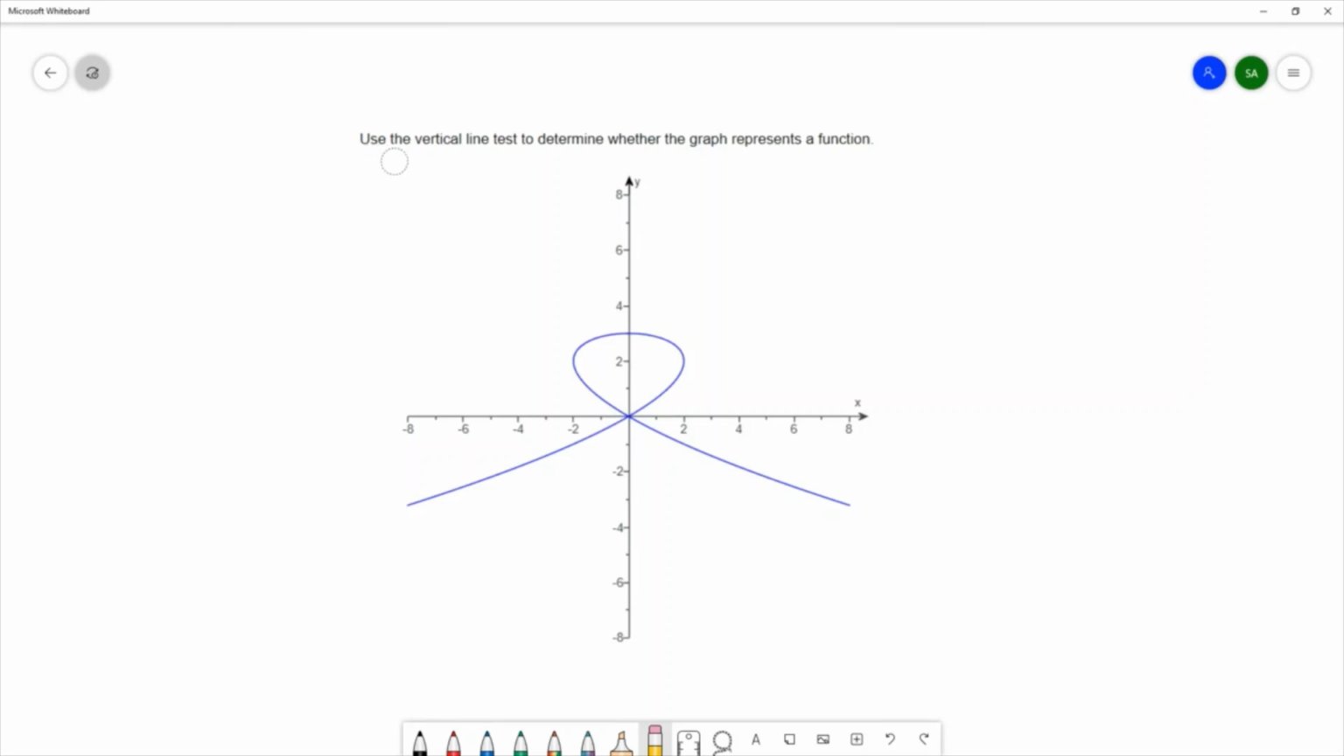This question says, use the vertical line test to determine whether the graph represents a function. So we're given this picture of a graph. That graph will be a relation, but we want to know if that graph is a function. So we use the vertical line test to determine this.